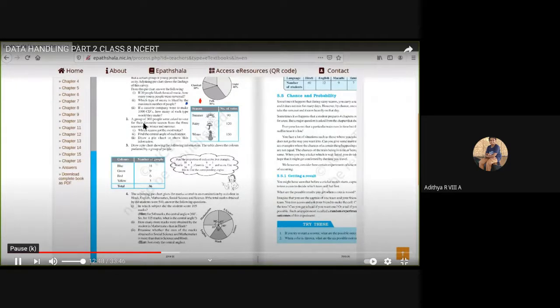Okay, the first question is, from this pie chart, answer the following. If 20 people liked classical music, how many young people were surveyed? So they are telling that 20 people like classical music. So what percentage is the classical? 10%. 10% of the entire 100% is classical lovers.